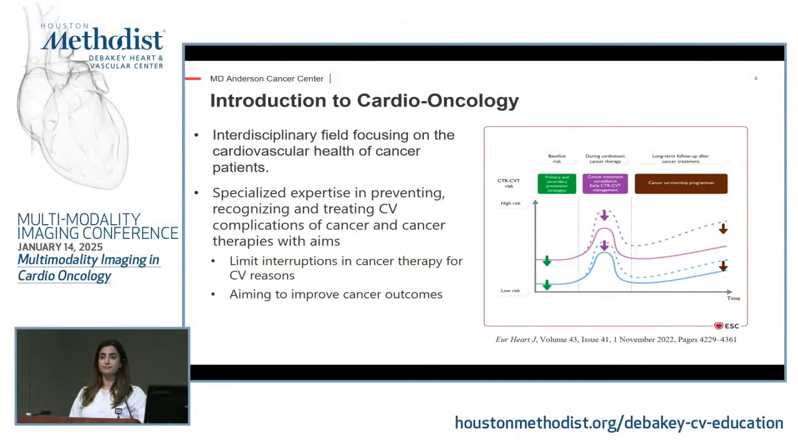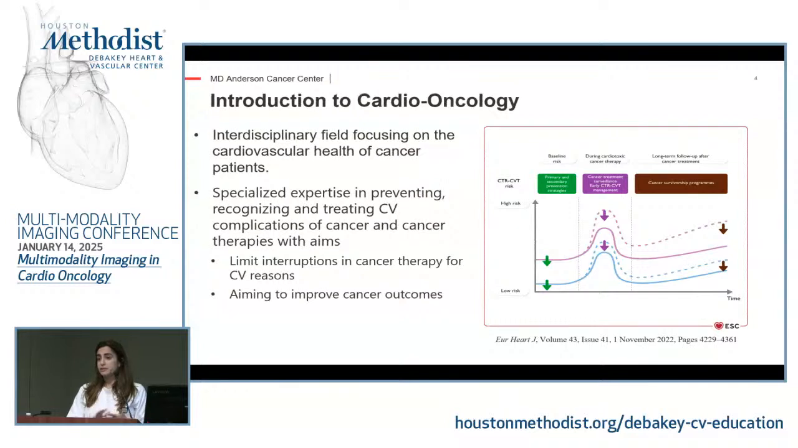So we meet these patients at different time points. Usually we want to see them at baseline. We follow them during their acute phases where the majority of the issues tend to arise. And as these therapies are getting better, the survivorship is increasing. So the aim of us cardio-oncologists in this field is actually to limit interruptions in cancer therapies because of cardiovascular effects. So let's hone in on this part.